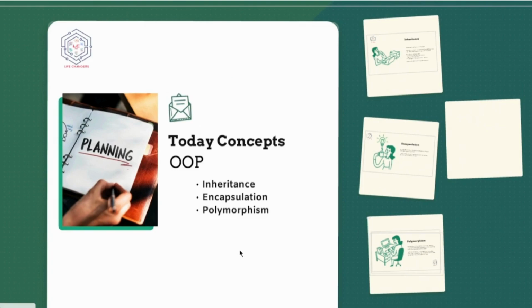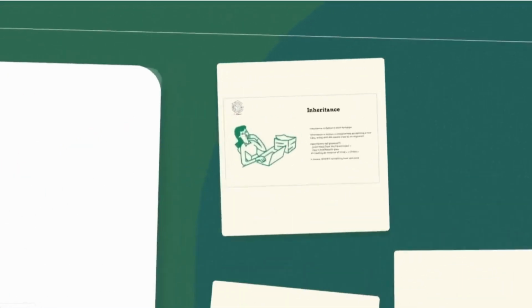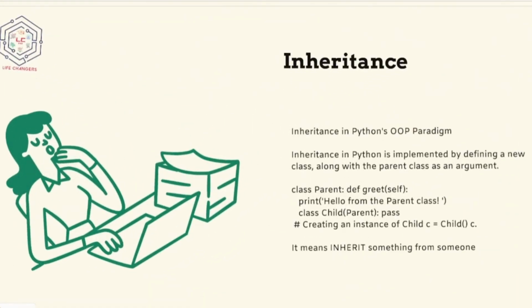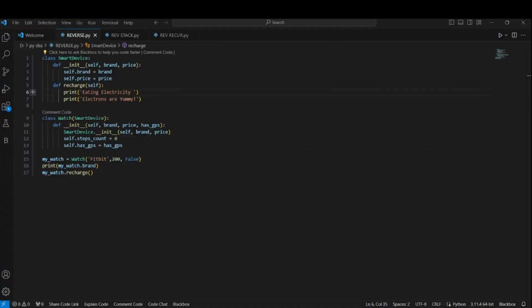Today we are going to learn object-oriented programming: inheritance, encapsulation, and polymorphism. Inheritance in Python is implemented by creating a new class along with a parent class, which simplifies things. To inherit just means to take something from someone. It is basic code for learning purposes, and you will get a clear understanding while I'm showing the code.